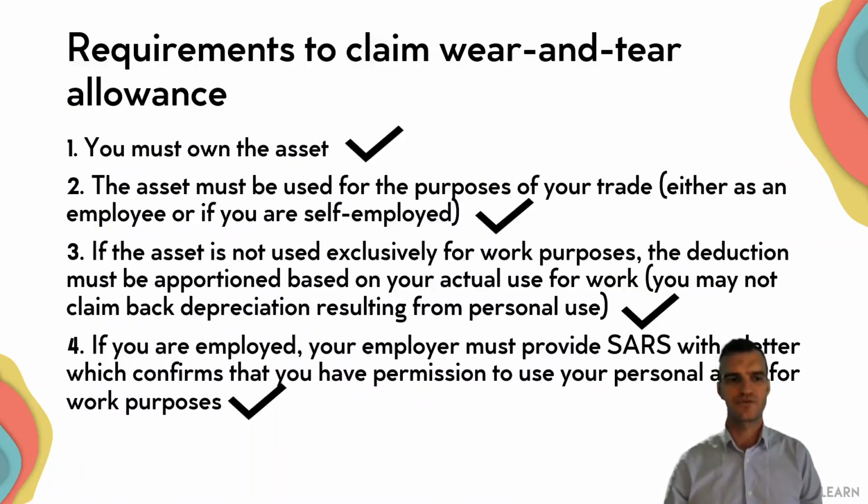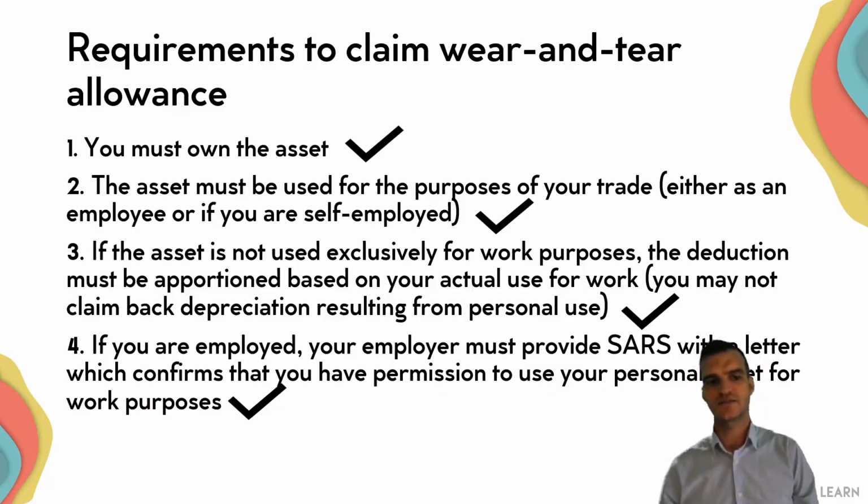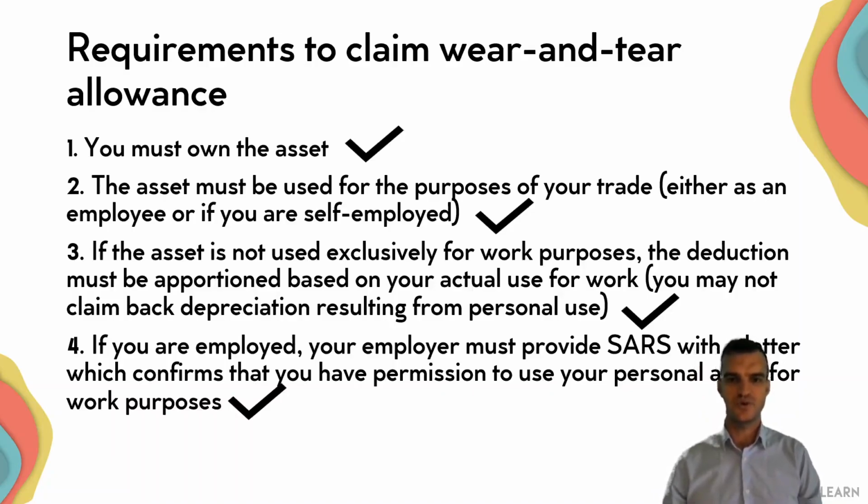If we quickly run through the requirements, we can see that they are all satisfied in this case because Steph owns the asset, she uses the asset for work, and even though she also uses it for personal use, the proportion of the time that she uses it for work, which is 80%, is what she will use to calculate her allowance. And her employer writes SARS a letter after Steph asks them to, confirming that she uses the asset for work and that they authorize her to do so.